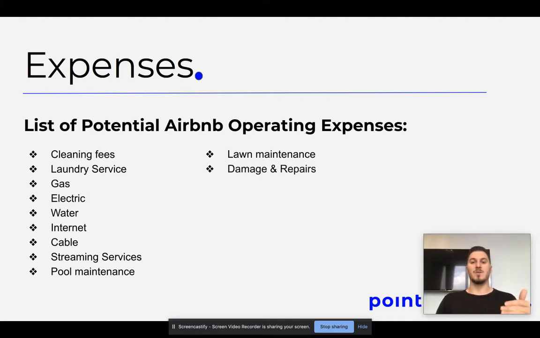Now, damage and repairs. This is going to be the hardest one for you to be able to figure out, because it's a guess, because we have no idea what's going to happen. And so what we always want to do here is overestimate what we're going to spend on damages.